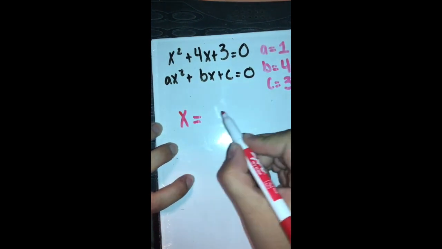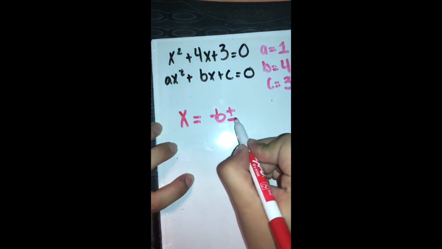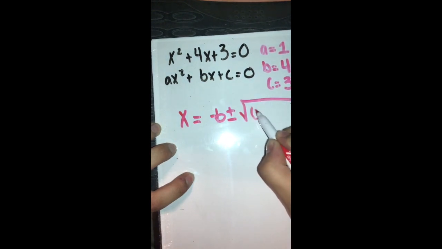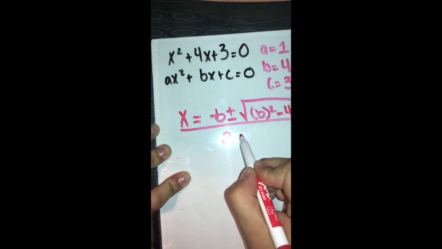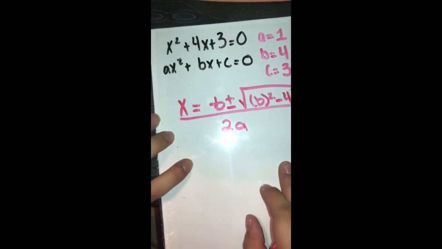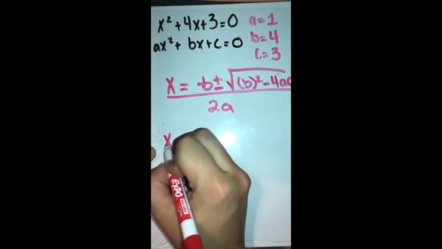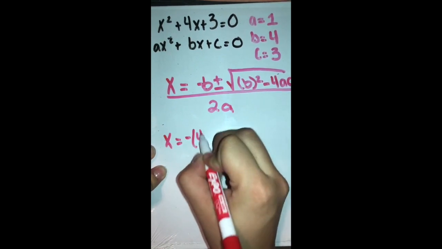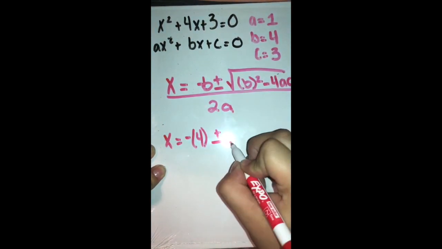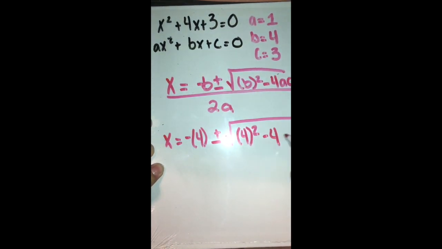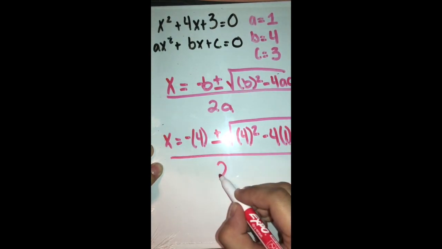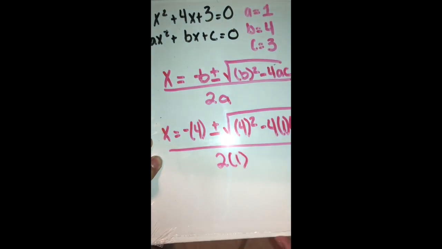X equals -b plus or minus square root of b squared minus 4ac, over 2a. So then you're going to plug in your numbers. X equals -4 plus or minus square root of 4 squared minus 4 times 1 times 3, over 2 times 1.